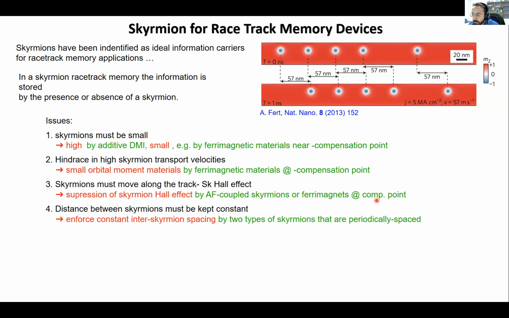The fourth thing is the distance between the skyrmions. Now in a racetrack memory, you would encode the bits as, let's say, the presence of a skyrmion as ones and the absence of skyrmions as zeros. So if we really need to detect the absence of a skyrmion, we need to be absolutely sure what the distance between two skyrmions is expected to be, and only then do we know that we have missed a skyrmion, or the skyrmion is absent.